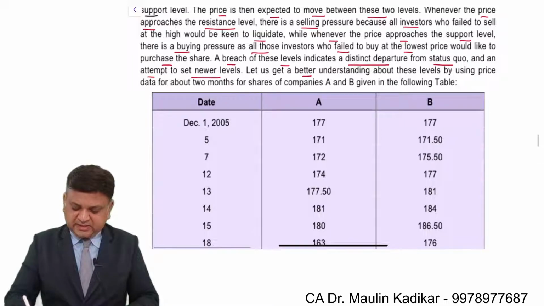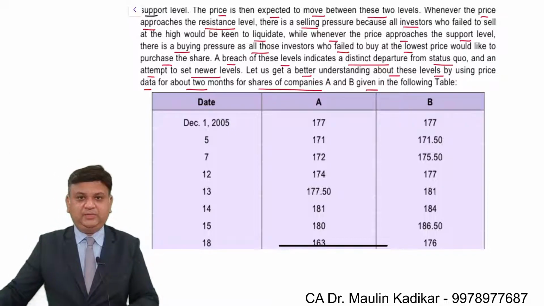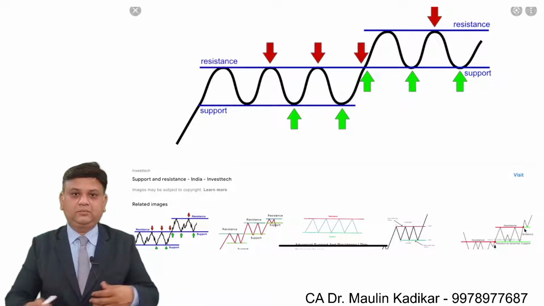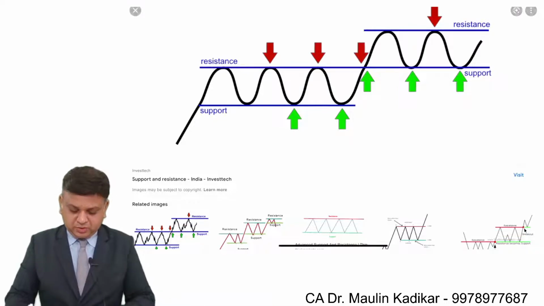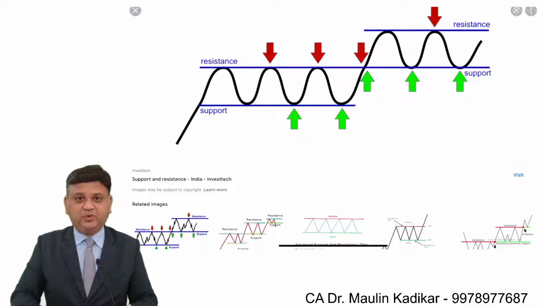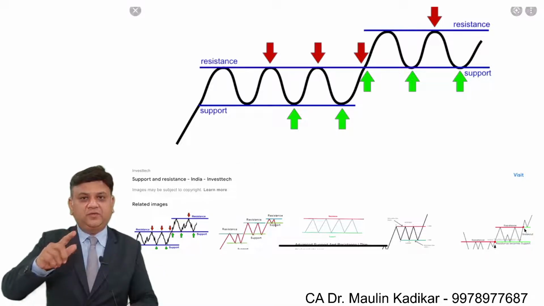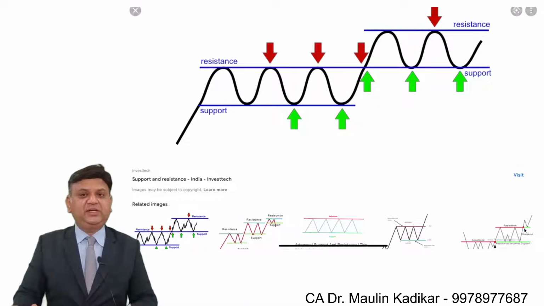Let's get a better understanding of these levels by using the price data of about 2 months for the shares of companies A and B given in the following table. Here you can see that the lower one indicates the support and the higher one indicates the resistance. These levels are definitely likely to change, and there will be a new support level and a new resistance level.